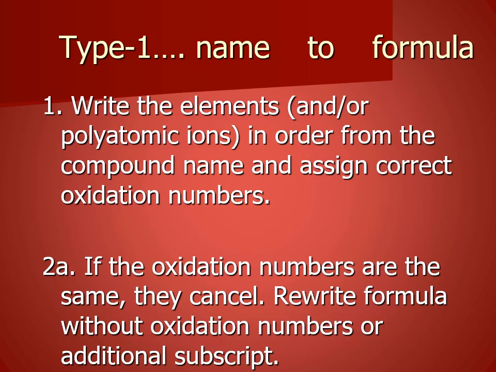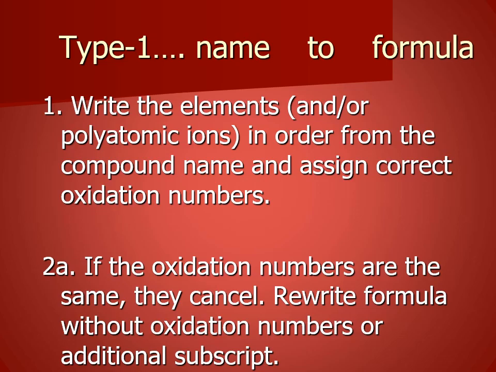All right, well, what if you have a name like sodium chloride written down, and you want to go to the formula? How do you do that? Well, here are the rules to figure that out. First of all, you will write the elements and or polyatomic ions down in order from the compound name and assign correct oxidation numbers. If the oxidation numbers are the same, you simply cancel them and you rewrite the formula. It's a 1-to-1 relationship, like the calcium and the sulfur from earlier, Ca2 positive, S2 negative. The 2 positive and 2 negative cancels, so just CaS. And that was on that previous slide. So that's what we would do there.